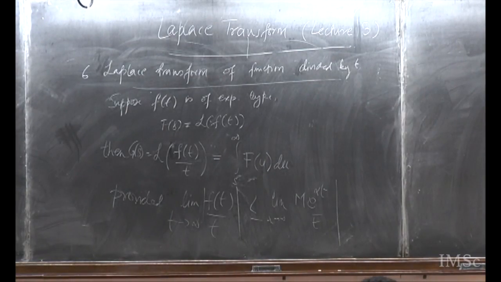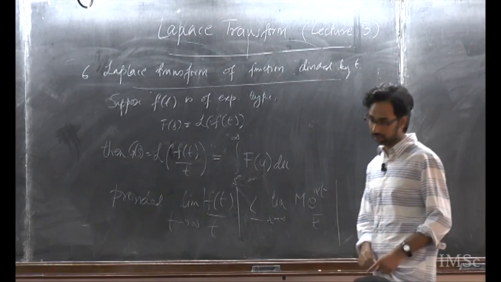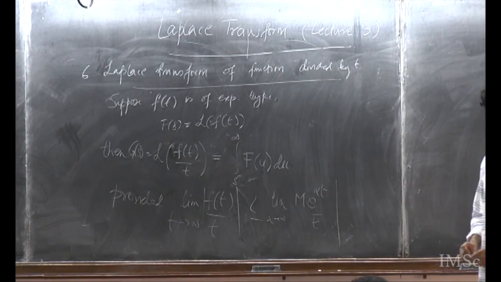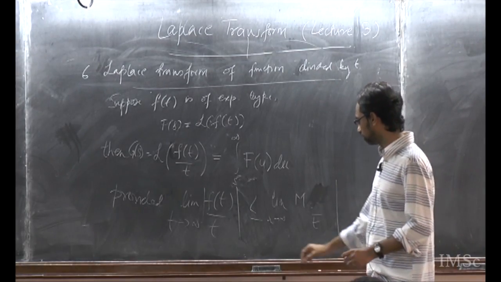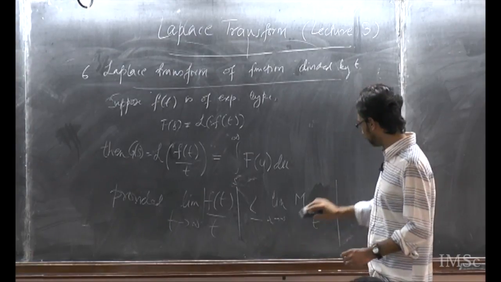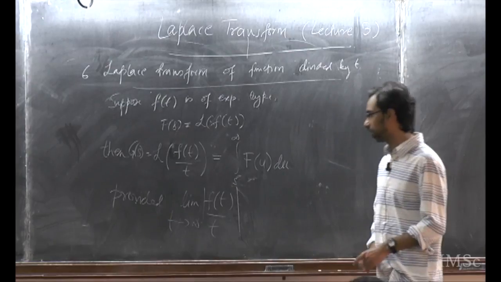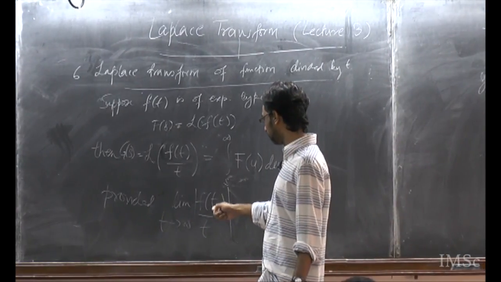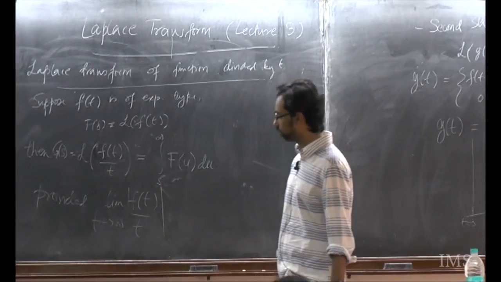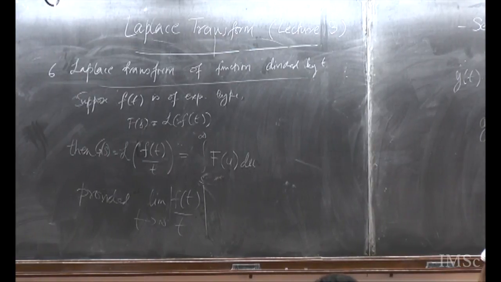There is a problem, okay? So it may not be 0. If you are having f to be bounded, then it's true. So then this thing goes away, okay? Then it will be 0. Otherwise, it may not be 0. Can you give me a function which is of exponential order, whose limit of f(t) over t as t tends to infinity is unbounded, is not convergent?